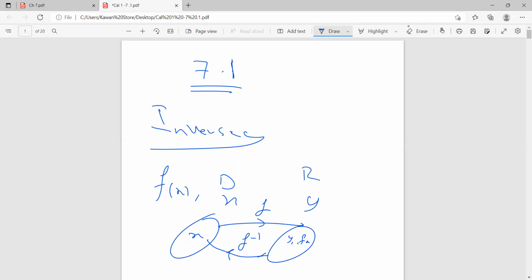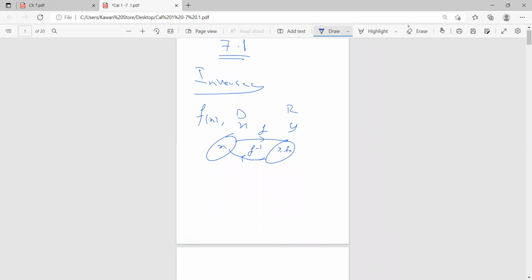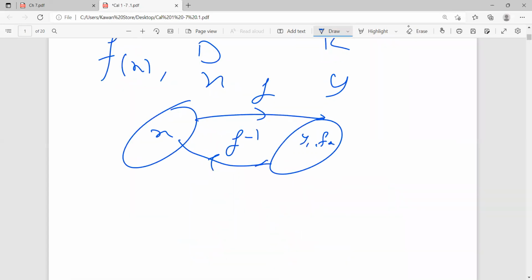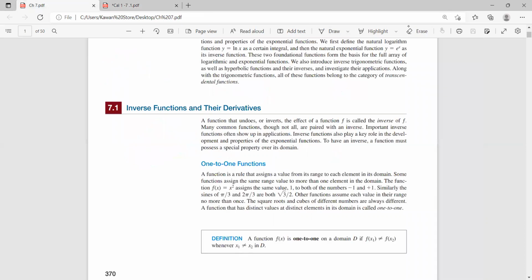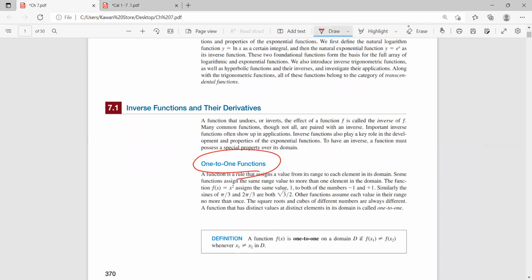That's the idea, but actually there is more detail than that. It's not just finding the inverse by going back to the other side. We need some conditions for that. So before we start, you can see in your book it mentions one-to-one function. What's a one-to-one function?